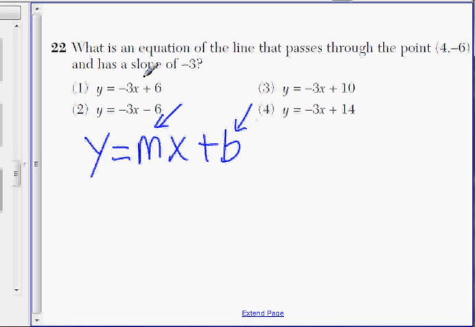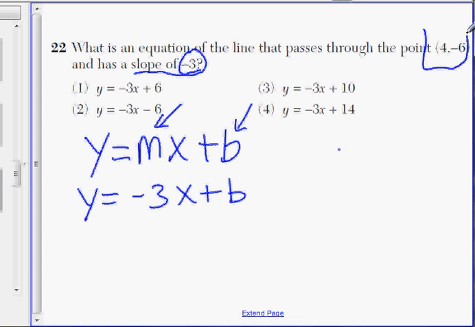The first clue we have is that the question tells you the slope is -3. So we're going to plug in -3 for m. So it's y equals -3x plus b. Now we need to actually find b. To find b, we're going to take the other piece of information, that it passes through the point (4, -6), and plug it in.